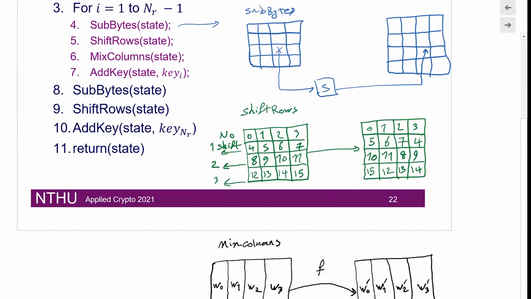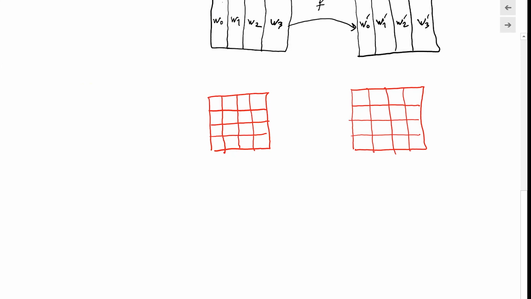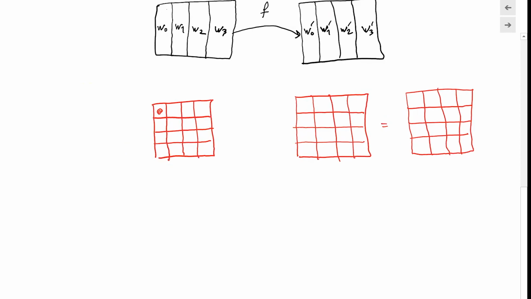And then the last thing that we want to discuss is the add key function. So the add key is actually one of the simplest operations that we have in AES. Suppose this is the current state, okay? And then I take whatever value is here, and then this is my state. This is my round key, I.